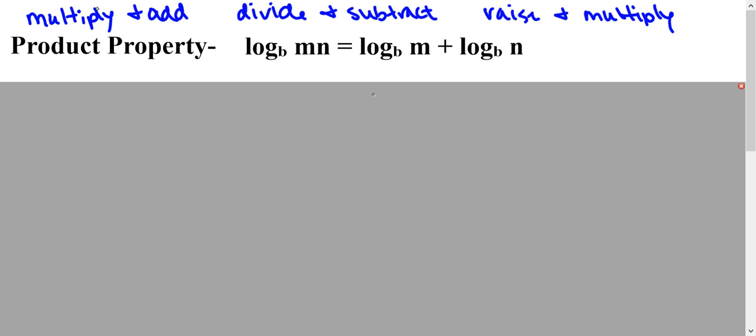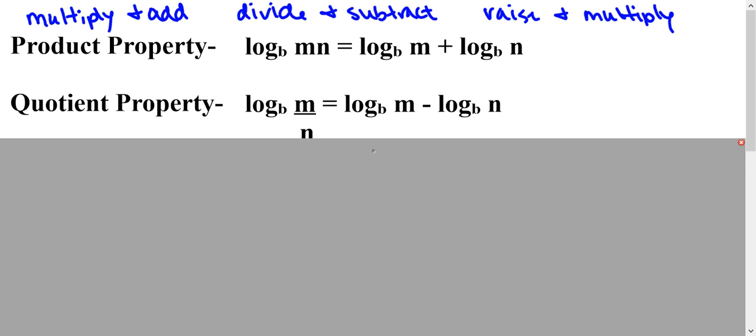So the first thing was what we did with the coefficients of the numbers. We either multiplied them, divided them, or raised them to a power. And the second part was what we did with the exponents. So this is going to be very similar to that, just reversed. So the product property is when we have log with base b and we have two numbers that are multiplied together. So what you can do with that is you can separate those into two separate logarithms with the same base by addition. So it's multiply and add.